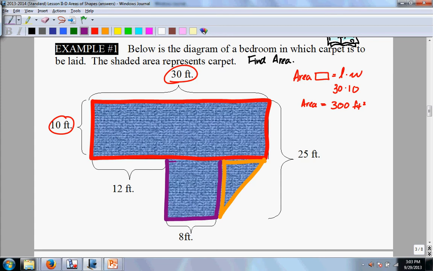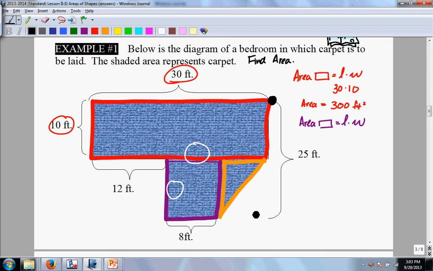Now the area of the purple rectangle also is length times width. But the problem is you don't have either the length or the width here, so we have to do a little deducing. You can take your fingers and pinch them here.